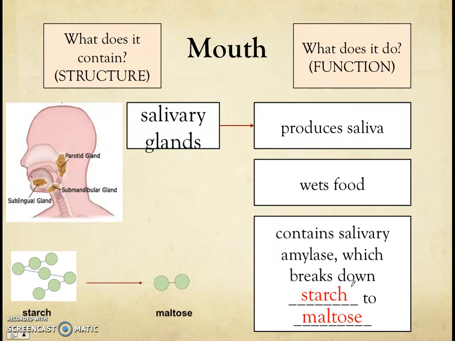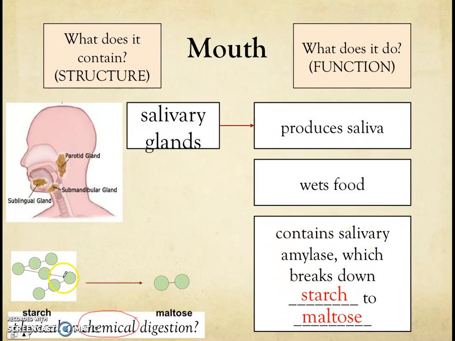So in diagram form, remember that starch, which is made out of many units of glucose, can be broken down into maltose, which is made out of 2 units of glucose. Now, is this chemical or physical digestion? Well, the answer is it is chemical digestion, right? Because it involves an enzyme, salivary amylase, and there's a change in the substance from starch becoming maltose.